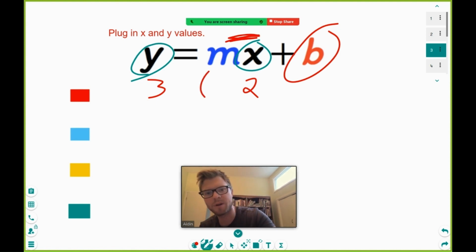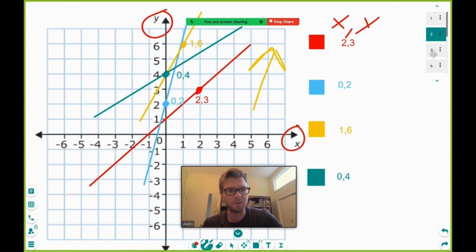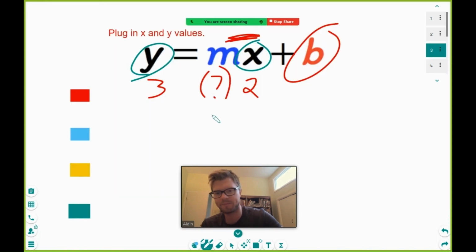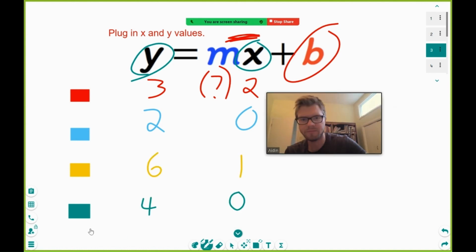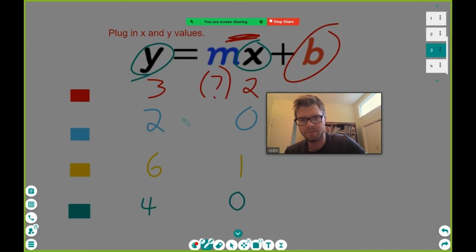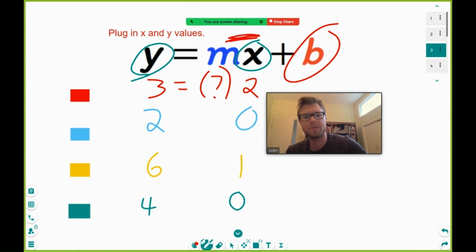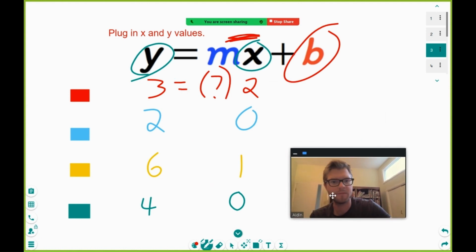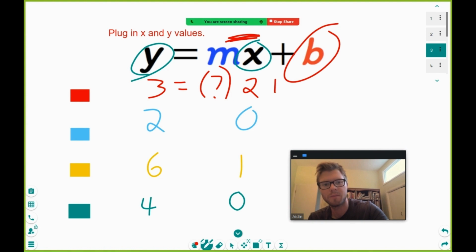M is going to represent some number later on that we'll find, and it's going to be multiplied by 2, and then we're going to add B to it. Okay, blue is 0, 2. So 0 for x, 2 for y. So I'm just plugging in all these things. So 3 equals something times 2 plus b.